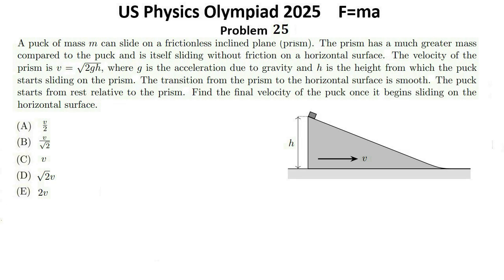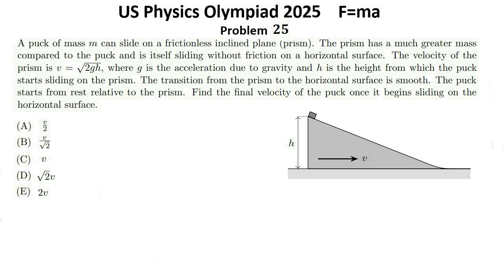Problem 25. A puck of mass m can slide on a frictionless inclined plane, a prism. The prism has a much greater mass compared to the puck and is itself sliding without friction on a horizontal surface. The velocity of the prism is v equals the square root of 2gh, where g is the acceleration due to gravity and h is the height from which the puck starts sliding on the prism. The transition from the prism to the horizontal surface is smooth. The puck starts from rest relative to the prism. Find the final velocity of the puck once it begins sliding on the horizontal surface.